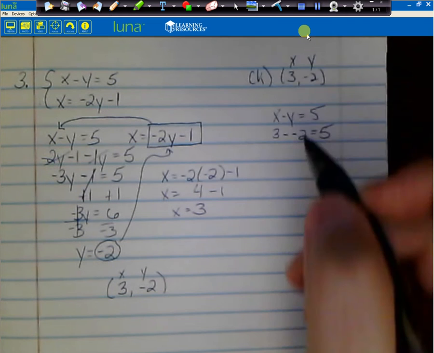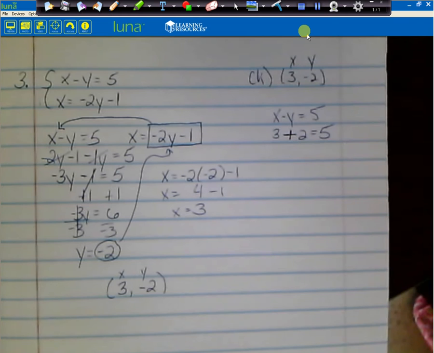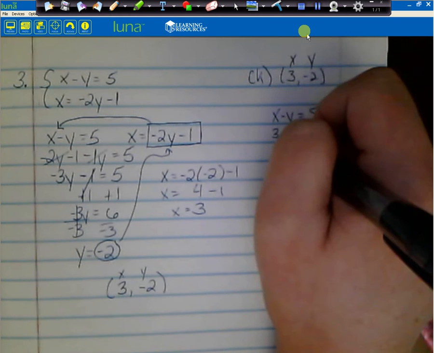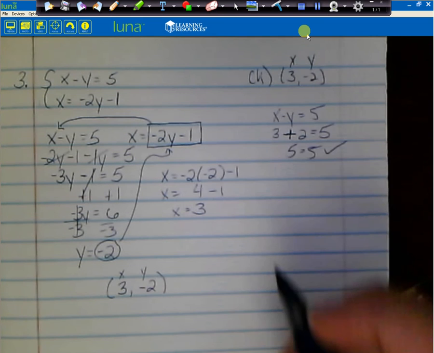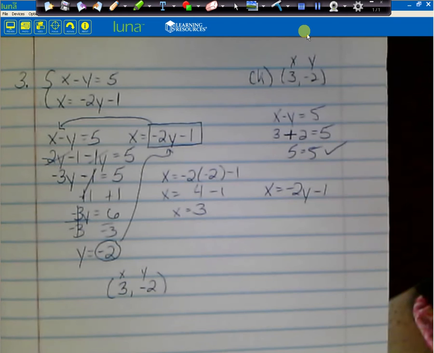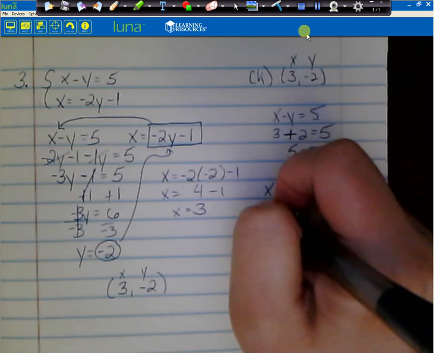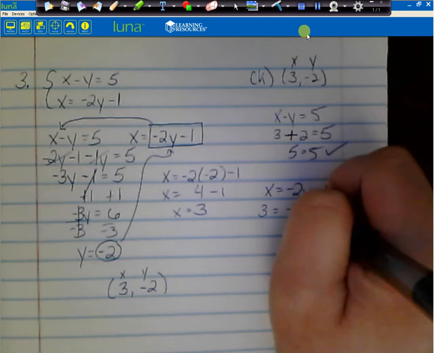Anytime you have two negatives side by side like that, they turn into a positive. 3 plus 2 is 5, and 5 equals 5. Checks out. Now we're going to check the other one. It's x equals negative 2y minus 1. And instead of x, I'm going to plug in a 3. And instead of y, I'm going to plug in a negative 2.